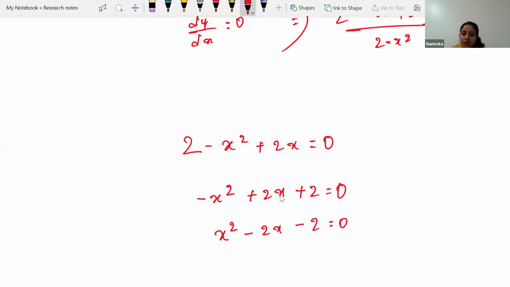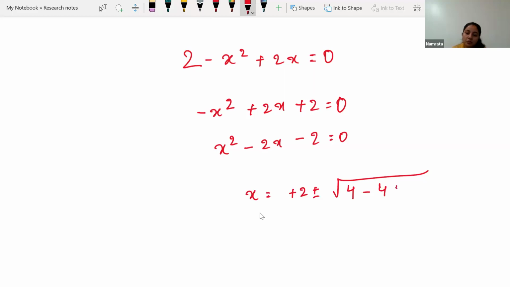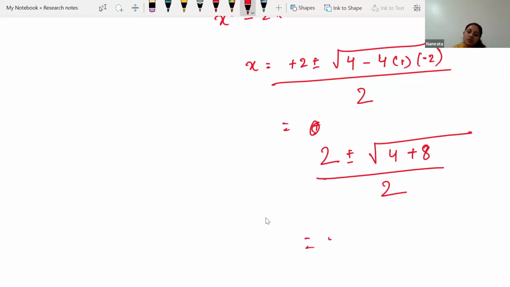Is it possible to split the middle term? I can't see. So if it is not possible, then we have the quadratic formula, which can be applied over here. Okay, let's apply that. So x is equal to minus b, that means plus 2, plus minus under root b square minus 4ac, so b square minus 4 into a into c, by 2a. Here we are having 2 plus minus under root 4 plus 8 by 2, is equal to 2 plus minus root 12 by 2.